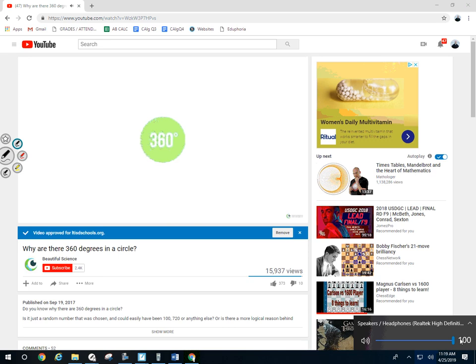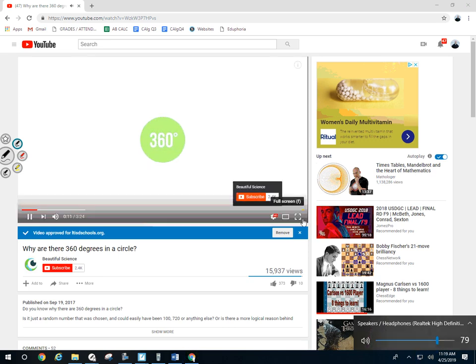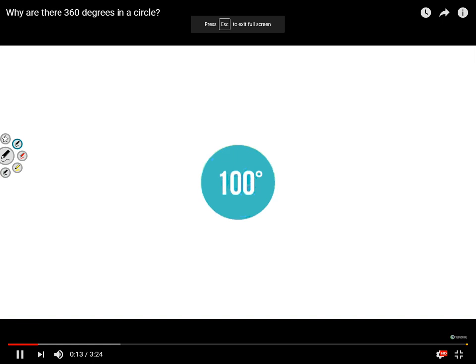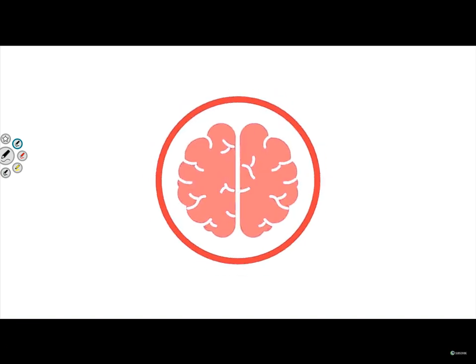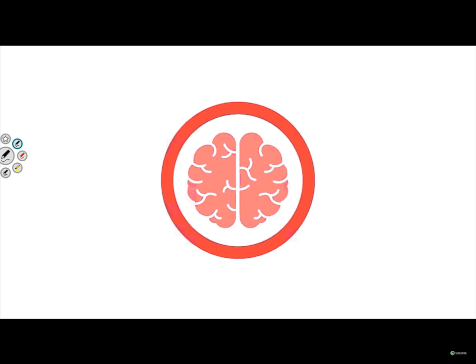Do you know why there are 360 degrees in a circle? Is it just a random number that was chosen? It could have easily been 100, 720, or anything else. Or is there a more logical reason behind it? There is no definitive answer to this question, but we do have a pretty good idea.